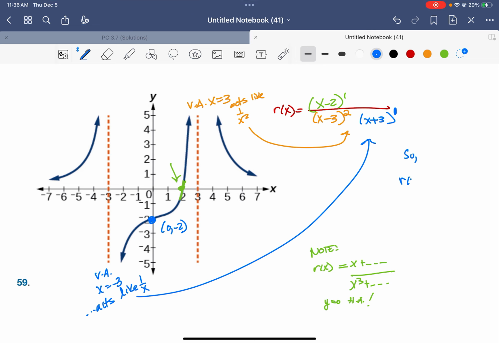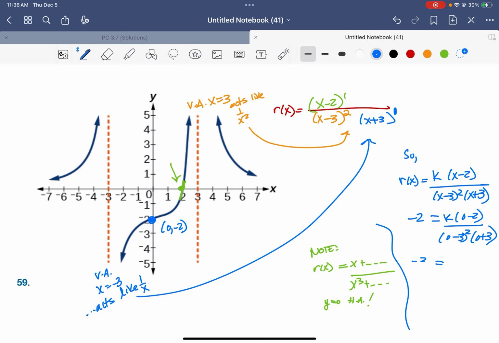So r of x is equal to some constant k times (x minus 2) over (x minus 3) squared times (x plus 3) would be a function that does what we want. Specifically, what we want is when you plug in 0, you get out -2. So here, I better get out -2 when I plug in 0 here, here, and here.